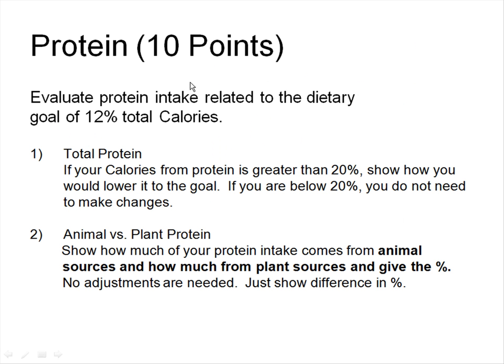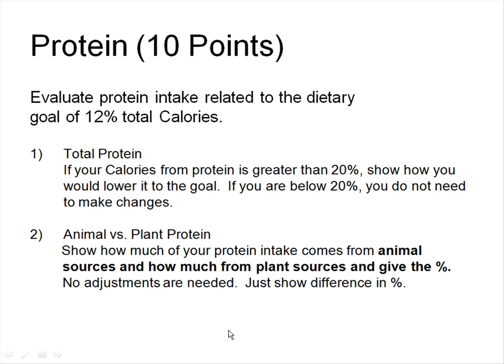The next section would be the protein, and I'm not asking you to make any adjustments to the protein intake unless you're over 20%. I mean, our goal is 12%, but unless you're over 20, we're not going to ask you to make any adjustments. The most important thing that I want you to do is determine what your animal versus plant protein intake is.